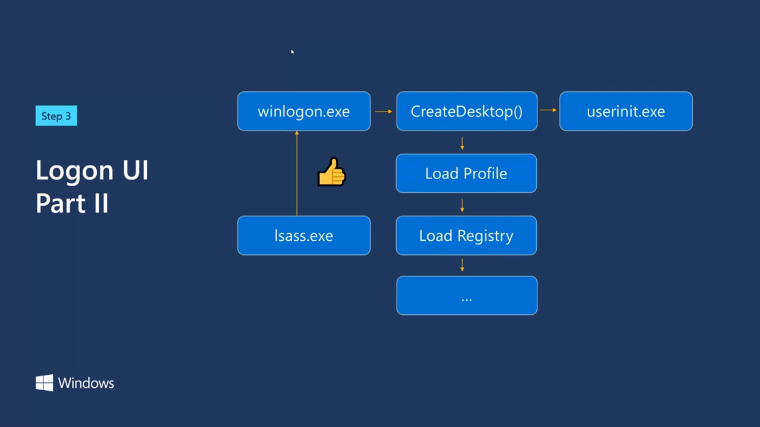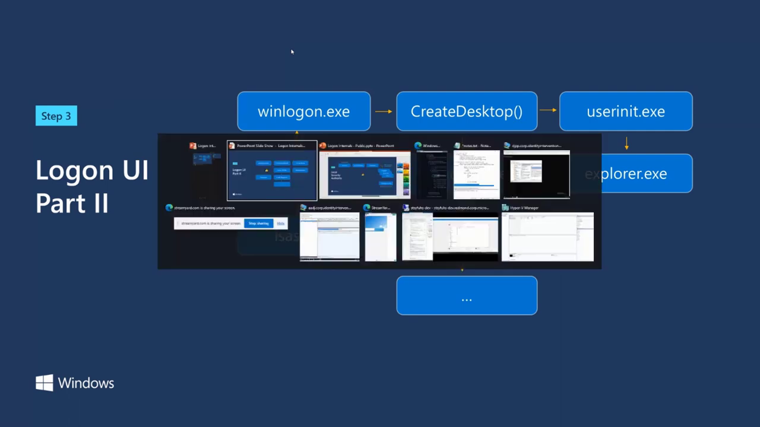Userinit's the process that runs your script. So if you have a logon script in Active Directory, userinit's the thing that executes that, sort of sets everything up. And then it starts Explorer. And if anyone's not familiar with Explorer, it's your start menu. It's your shell. It's the thing that creates the icons on your desktop and allows you to run processes and things.